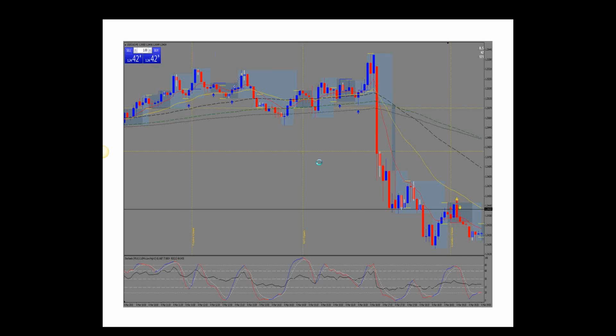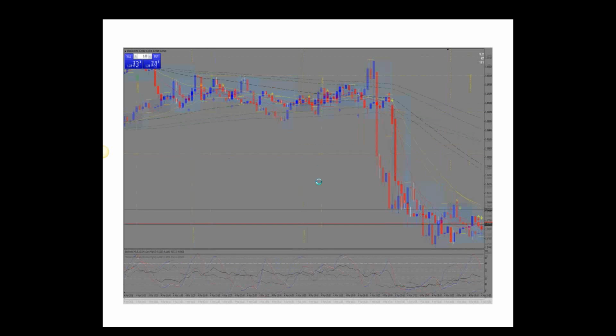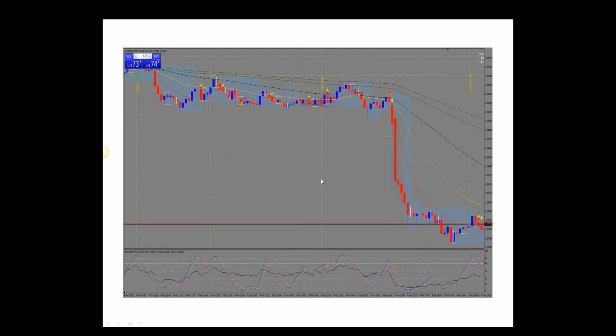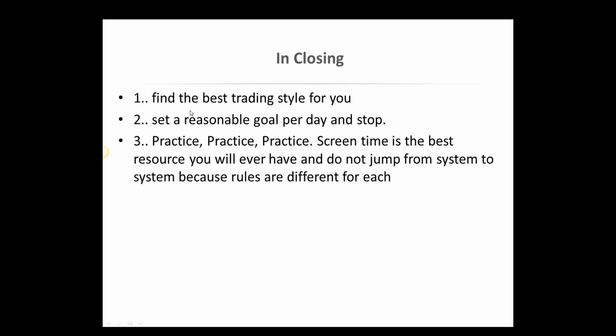So I'm just showing you some of the stuff that I showed to my group. In closing, what I did there was find the best trading style that's for you. Set a reasonable goal per day and stop. That's important. If you keep trading and trading and trading, you could overtrade yourself and give back your money. And I see it time and time again, all the time.